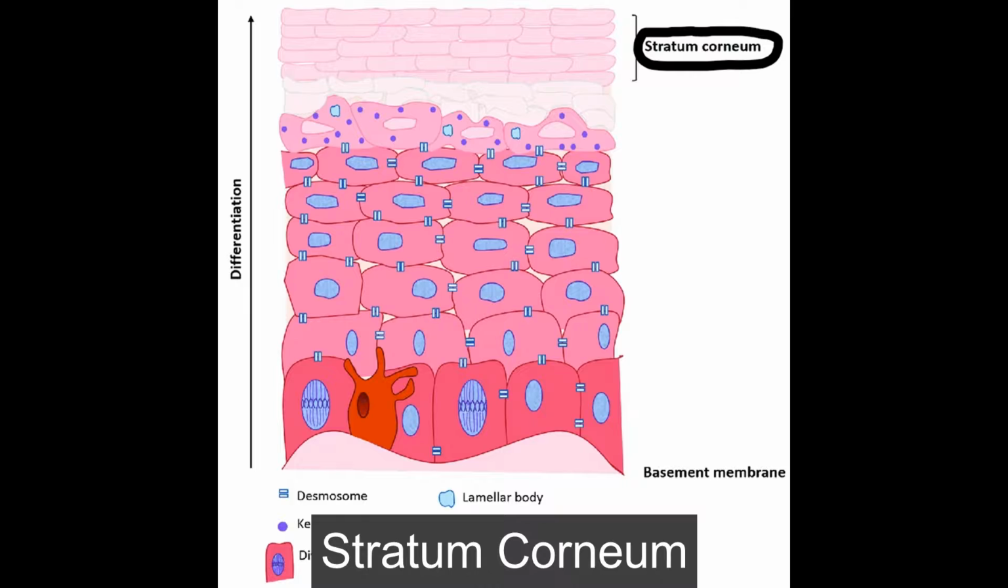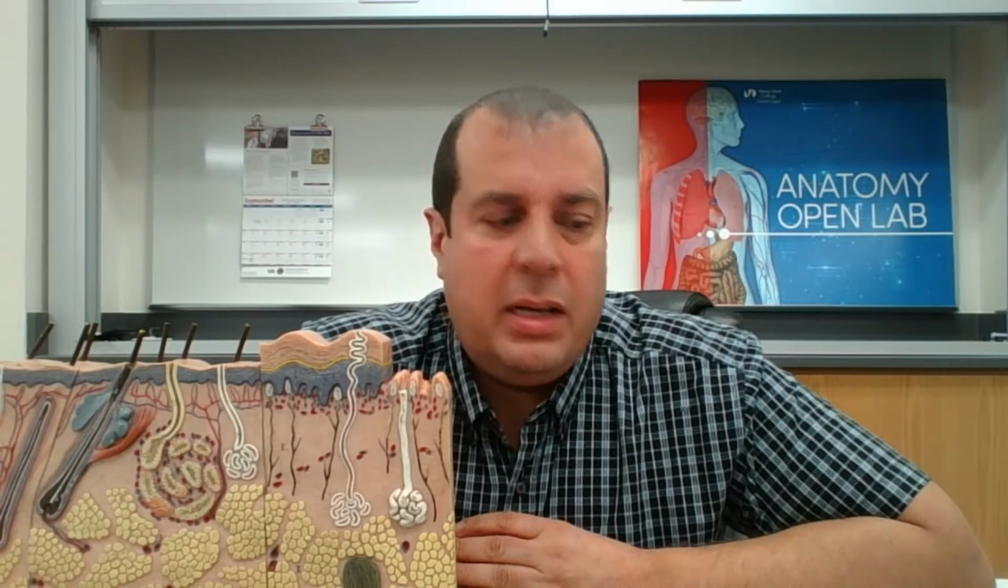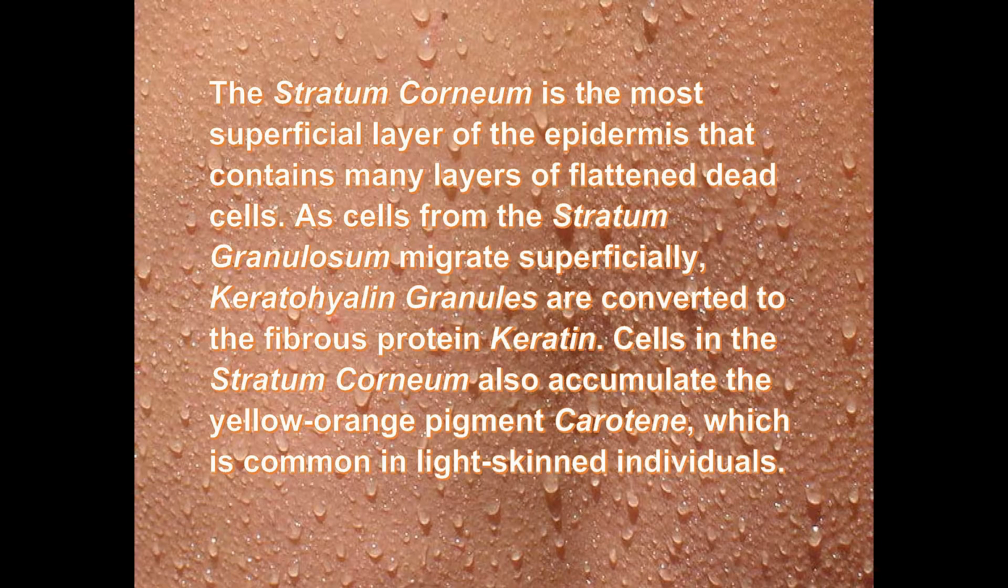Now the cells are on top of each other, like a bunch of cars that have been flattened at a junkyard, stacked up on top of each other. And the stratum corneum, let's see what it says here, is the most superficial layer of the epidermis and contains many layers of flattened dead cells.